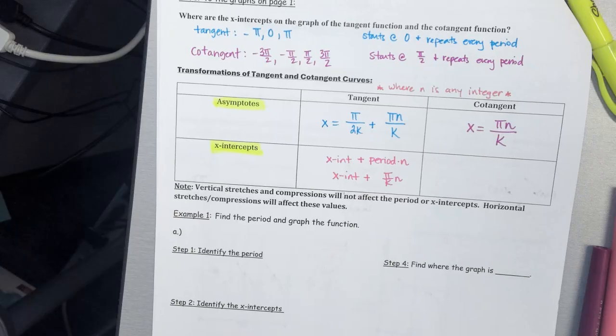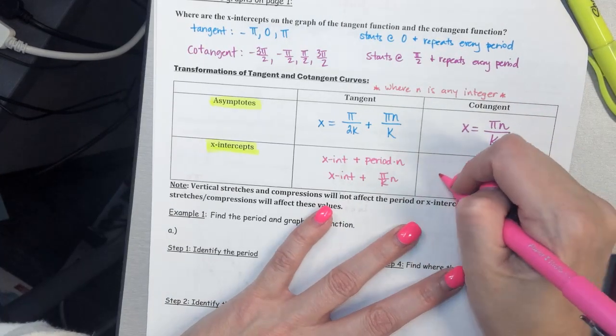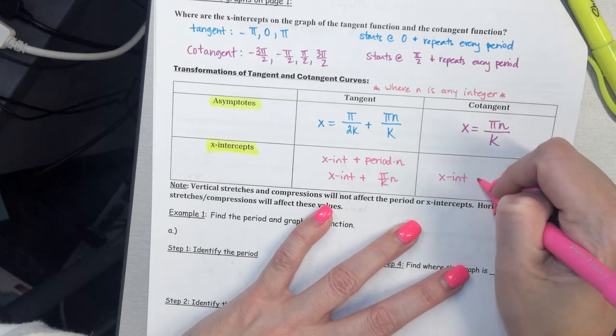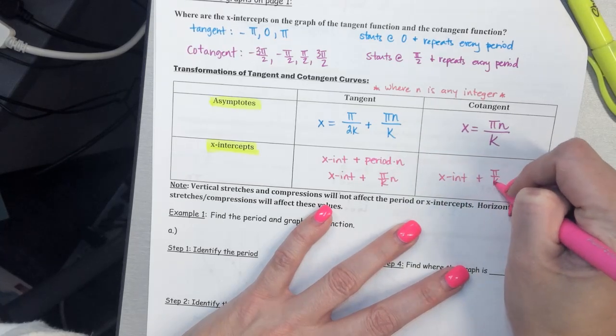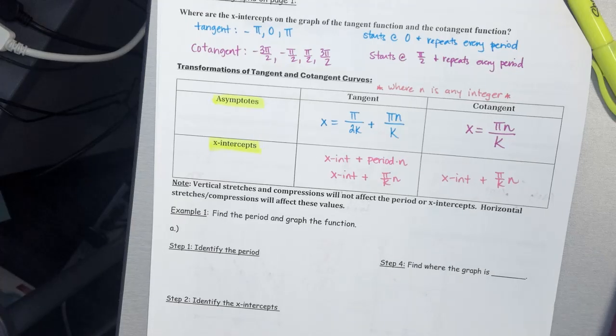But a lot of times you find the period first. Okay, and so if you're finding the period first, you can just plug that in. But both of these are the same. Once you find the x-intercept, you're going to apply the period to those.